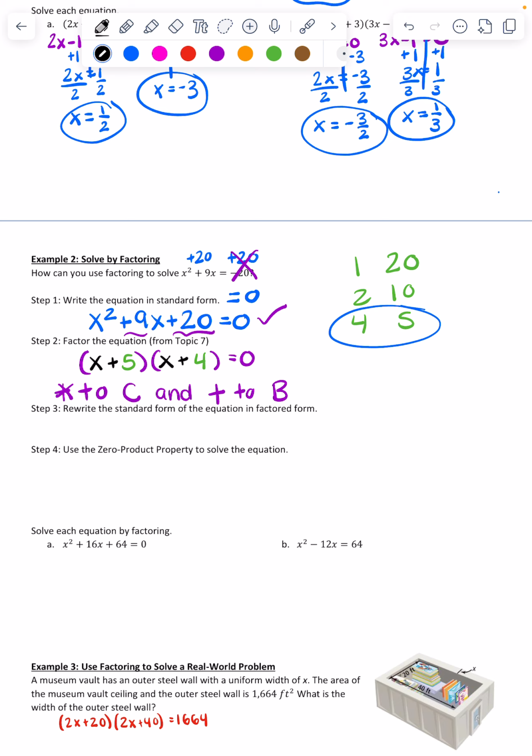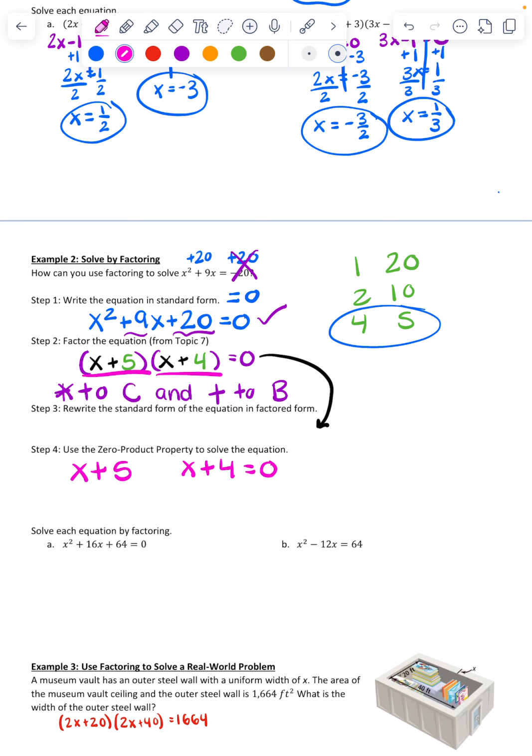All right, now step 3 just says rewrite the standard form of the equation in factored form. We actually already did that. That is step 3. We have it set equal to 0. We are ready to use our zero product property in step 4. So we're going to take our two factors, x plus 5 and x plus 4. We're going to set them equal to 0 and solve them each for their solutions.